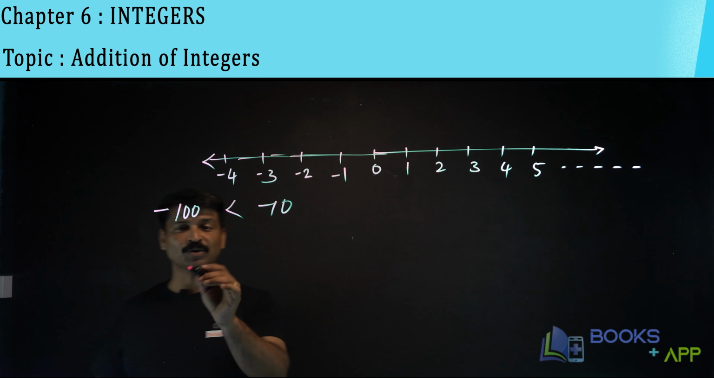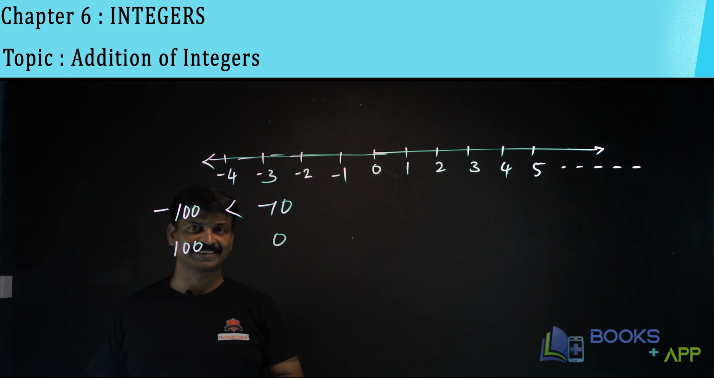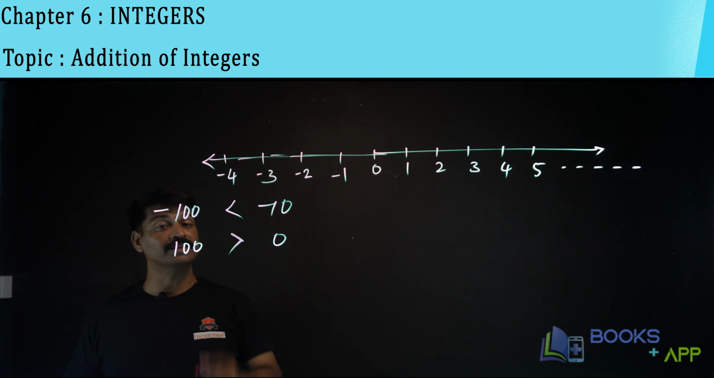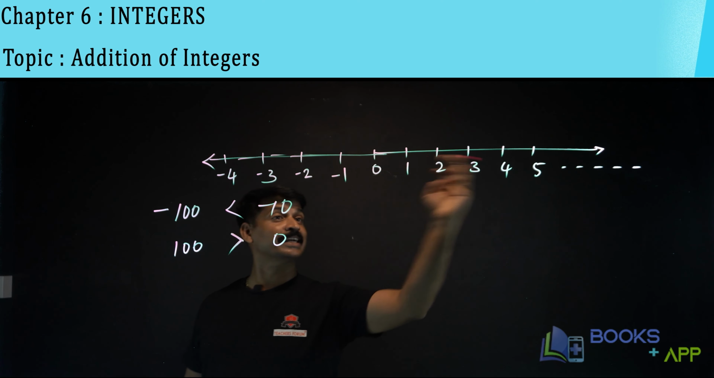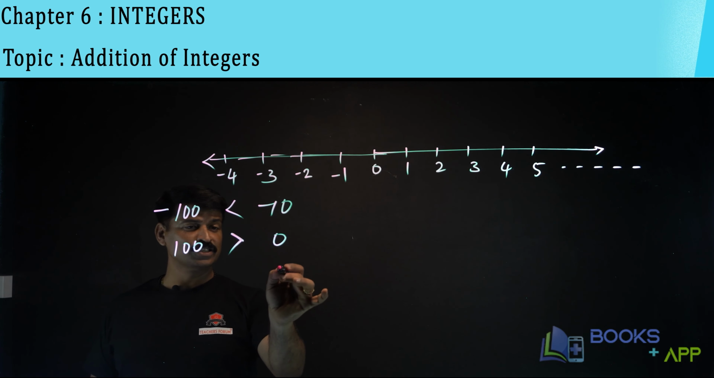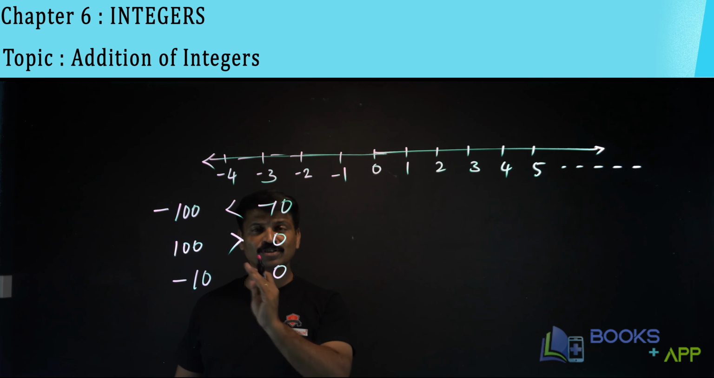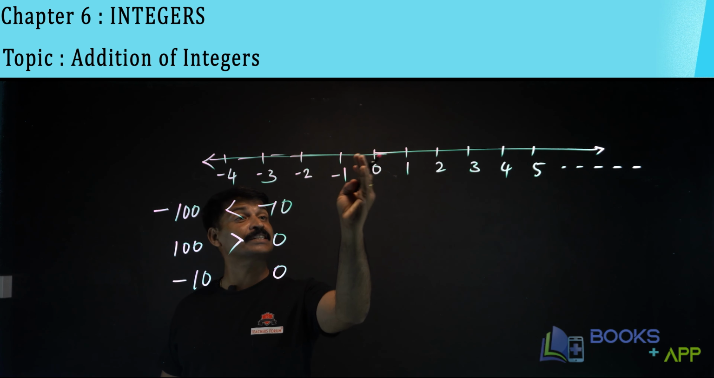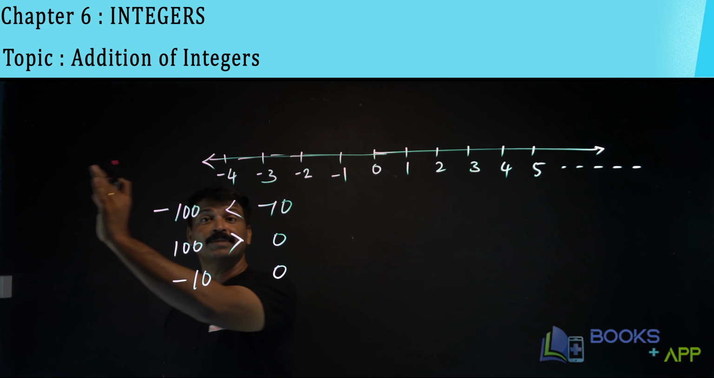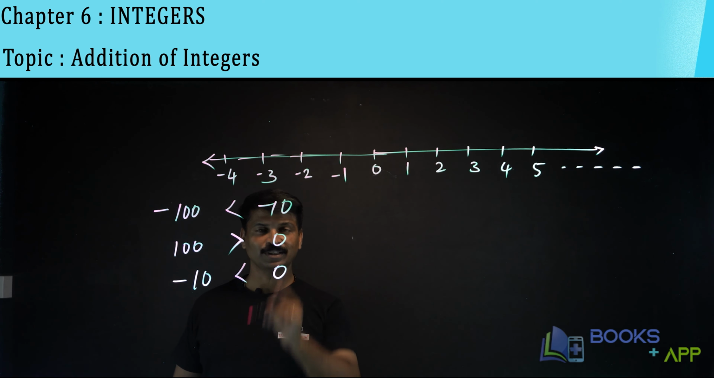Now, let me ask you another question. Which is greater, 100 or 0? You know 100 is greater because 100 is on the right side of 0 in the number line. Now, which is greater, 0 or minus 10? Which is on the right side? 0 is on the right side on a number line, because minus 10 will be here and 0 is here. So, 0 is greater. I think it is clear.